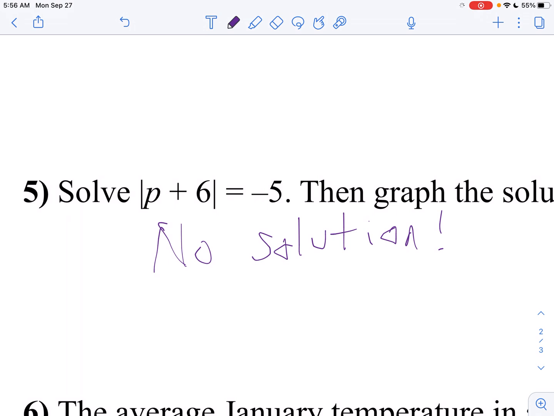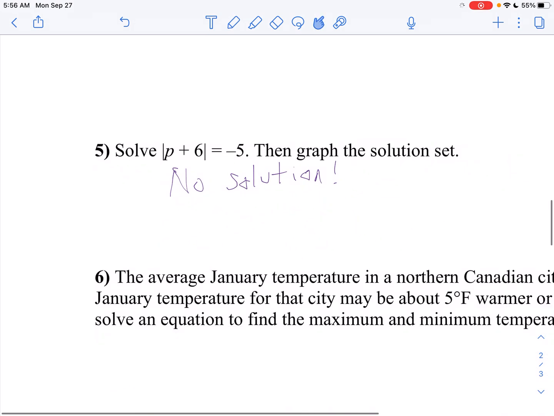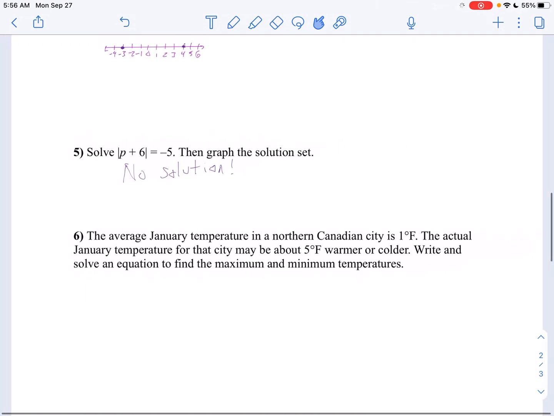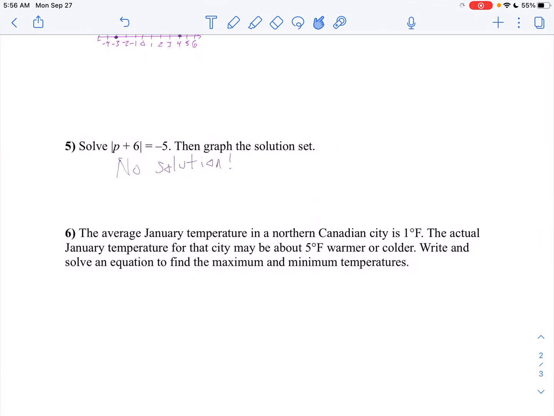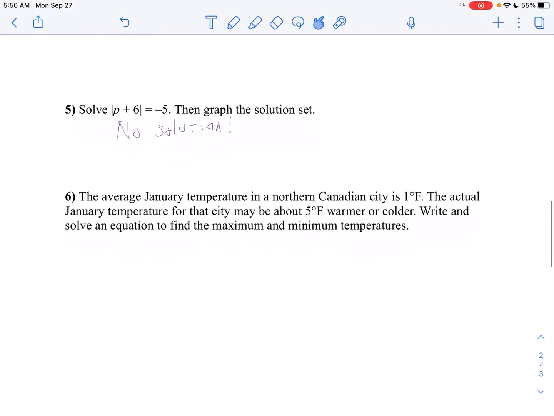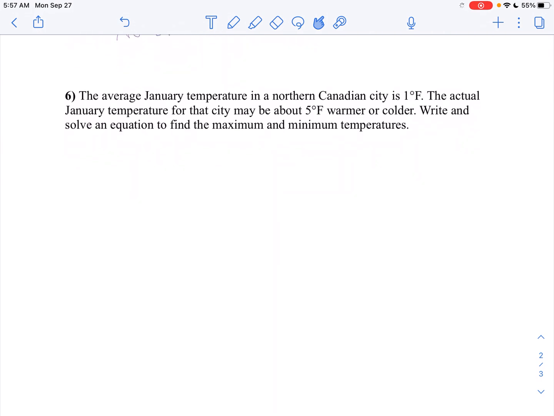Now we can take absolute value, we can apply it to a word problem or a manufacturing problem. Let's take a look at that on example 6. It says the average January temperature in a Northern California city is 1 degrees Fahrenheit. The actual January temperature for the city may be about 5 degrees warmer or colder. Write and solve an absolute value equation to find the maximum and minimum temperatures.